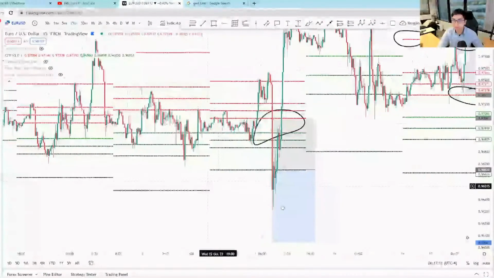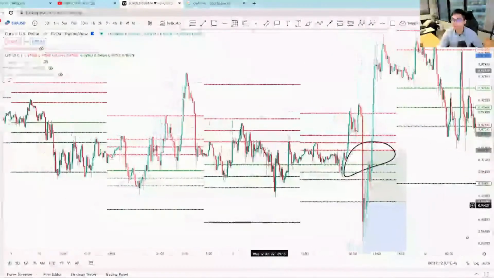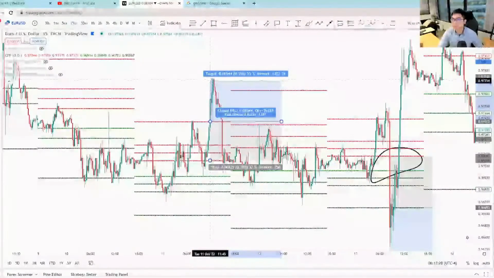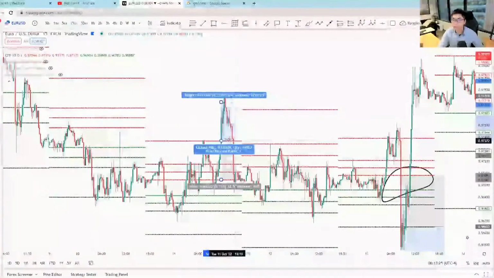So let's continue. Okay, another area is here. Price goes up, and the maximum it did, okay, at least nice, it was a 1-to-1 right here, at least.